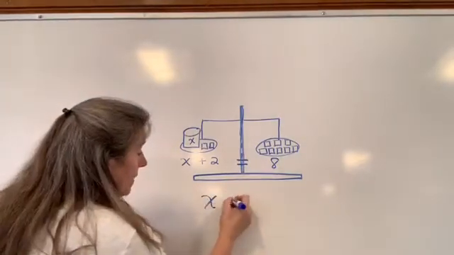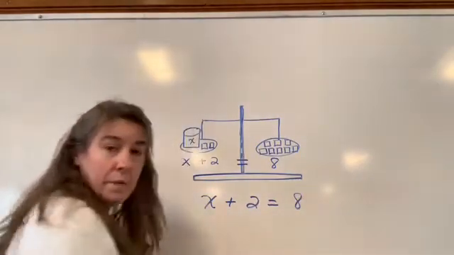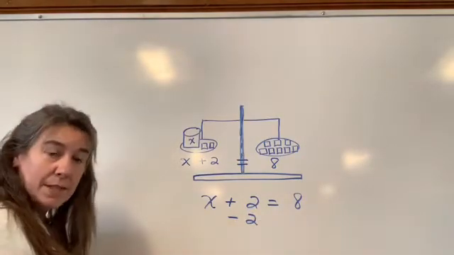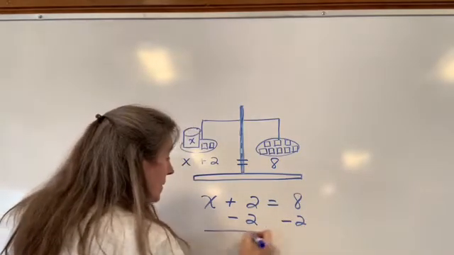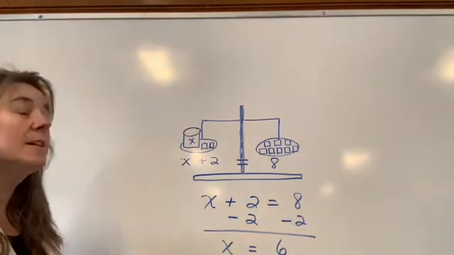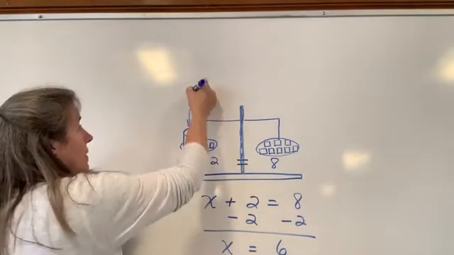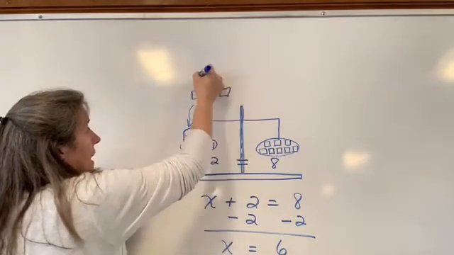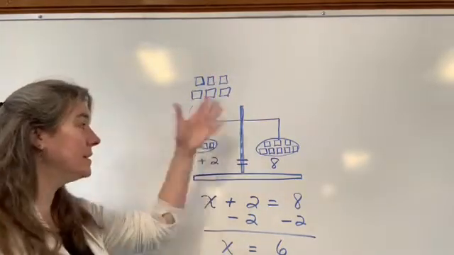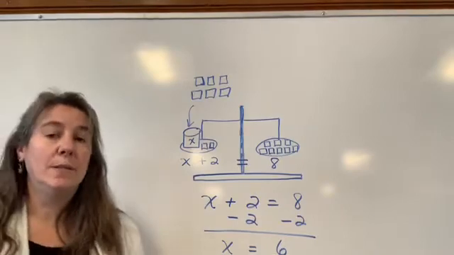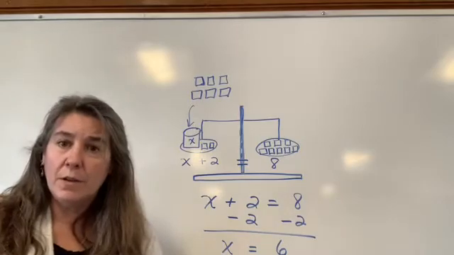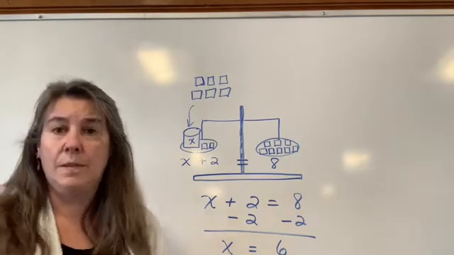So if it's just my equation, and it's just numbers, I'm going to subtract 2 from this side and subtract 2 from this side. And now I would say that x is equal to 6. So if there were 6 squares in the x container, I would have 8 squares on this side and 8 squares on that side. My equation is balanced. I have figured out the value of x. That's the kind of work you're going to be doing on this worksheet.